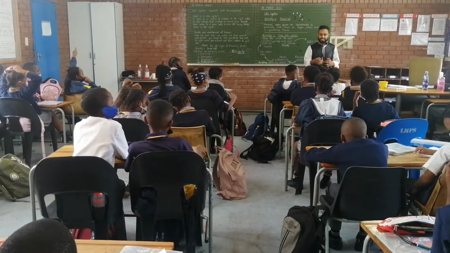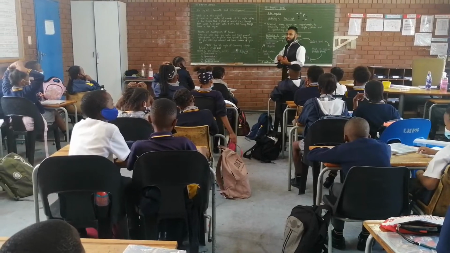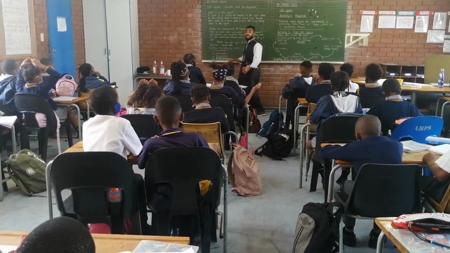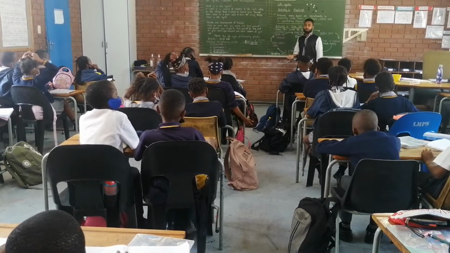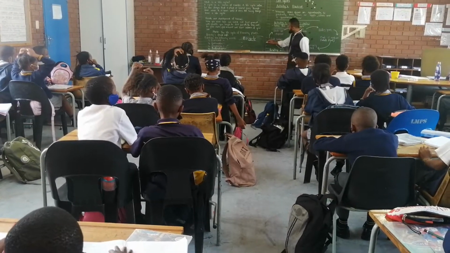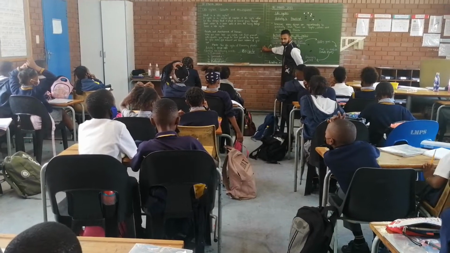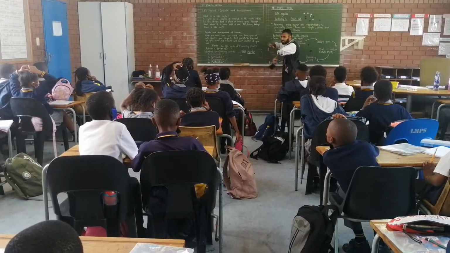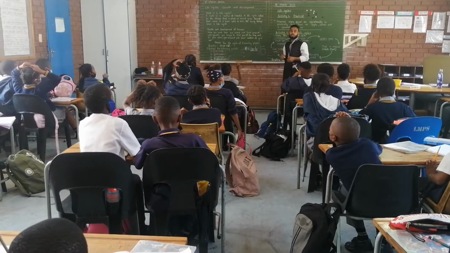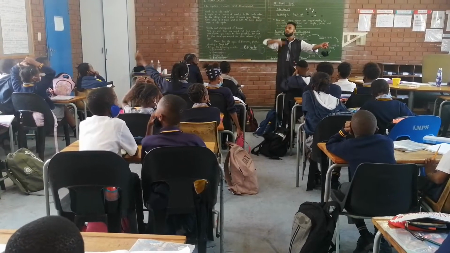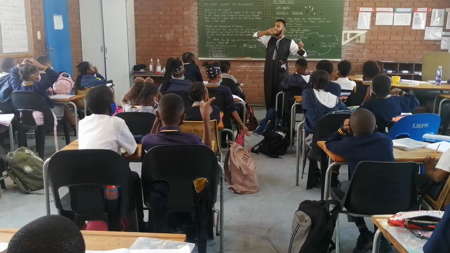Because the wheel goes round and round and round. And the pedals also. The pedals go round. So if I start off pedaling here and go round, round, round, I'm going to come back here. So a cycle is a series of events that repeat itself but goes round and round.